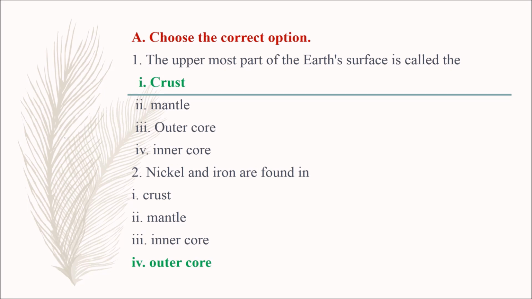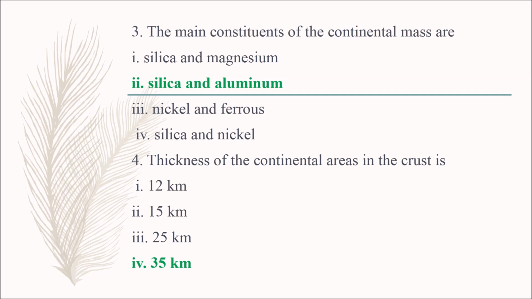Question number 2. Nickel and iron are found in: option 1, crust; option 2, mantle; option 3, inner core; option 4, outer core. So the correct answer is option 4, outer core. Question number 3. The main constituents of the continental mass are: option 1, silica and magnesium; option 2, silica and aluminium; option 3, nickel and ferrous; option 4, silica and nickel. So the correct answer is option 2, silica and aluminium.